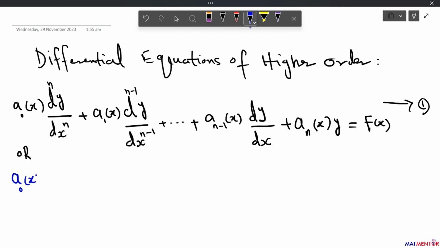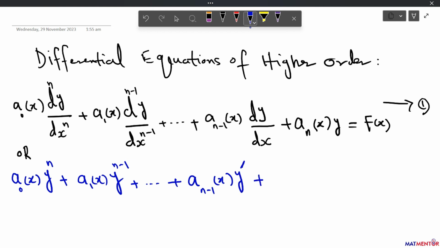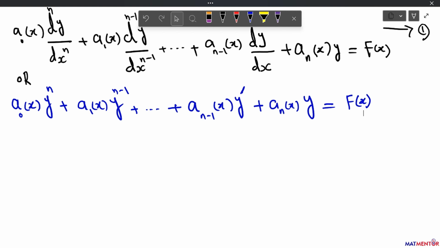a0 of x y^(n) plus a1 of x y^(n-1) plus ... plus a_(n-1) of x y prime plus a_n of x y is equal to f of x. So we can write in two ways. The second expression is more convenient, so I will use this expression throughout my lecture.